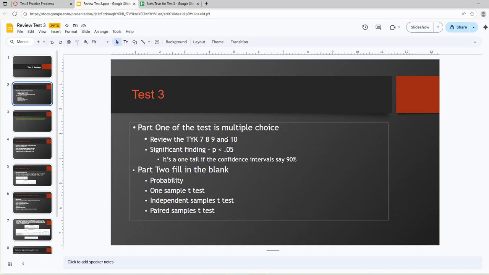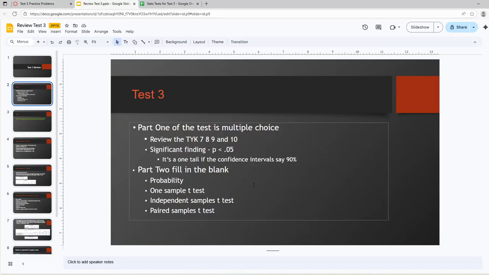You can tell the difference between that in the SPSS output because of the confidence intervals. If it says 90% above the confidence intervals, that means we switched it to a one-tail. So if you're looking between the one-tail and the two-tail, look at those confidence intervals. If it's set at 95, look at the two-tail P. If it is set at 90, look at the one-tail P.